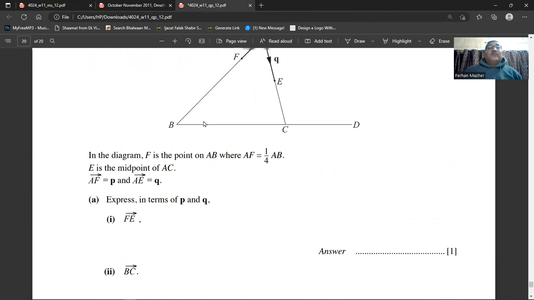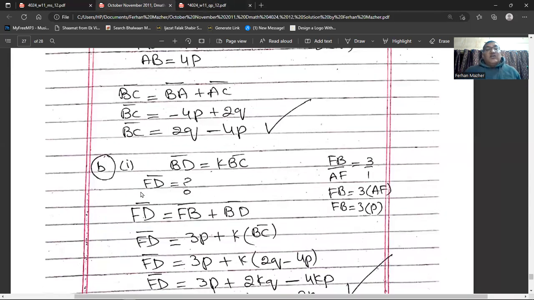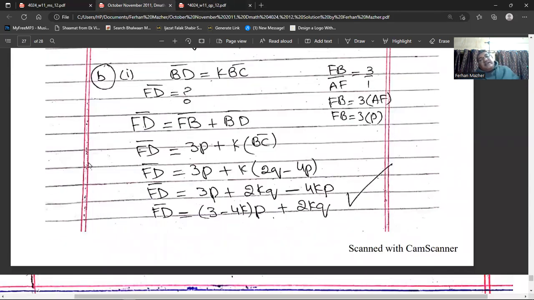Okay. So if you want to find out FD, from F go to B, from B go to D. That is my bypass. Okay. So BD is given, that's K times BC. So FD is the question. So FD will be, from F go to B, from B go to D. So that will give you FD.